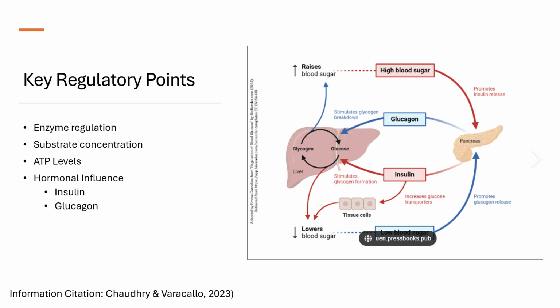Insulin promotes glycolysis and is released in response to high blood glucose levels. If we follow the diagram on the right, once the liver cells sense the high blood sugar levels, the pancreas releases insulin. The insulin will stimulate glycogen formation, which increases the glucose transporters and lowers the levels of glucose in the liver. When blood glucose levels are low, glucagon inhibits glycolysis and promotes glucose production.